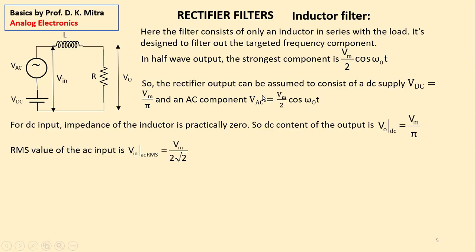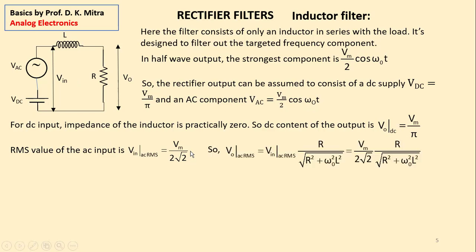So, what is the RMS value of this AC component? It is Vm by 2 root 2, because the RMS value is always the 0 to peak value divided by root 2. Okay? Then, what is the output RMS? Now, this is the input RMS, V in, which is Vm by 2 root 2.